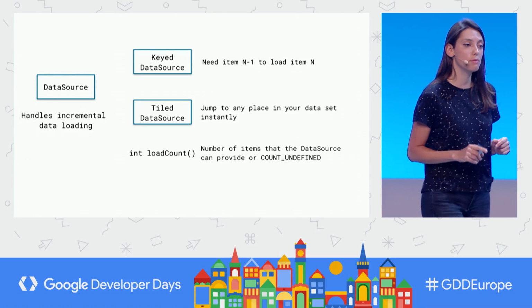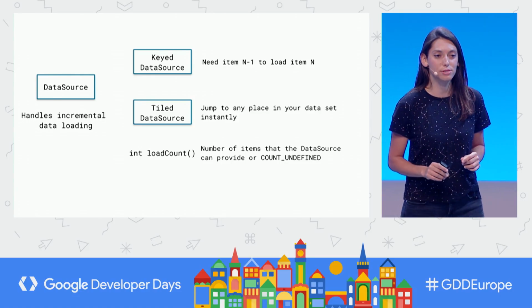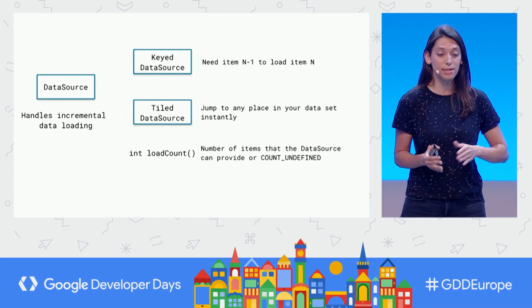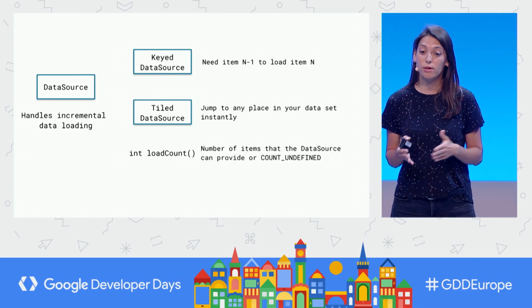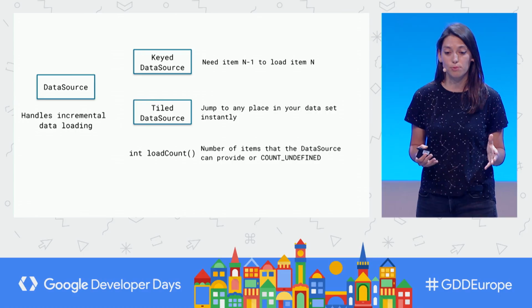You'll also need to implement another method, loadCount. This one tells whether you have an infinite or a finite amount of items that you need to display in your list.